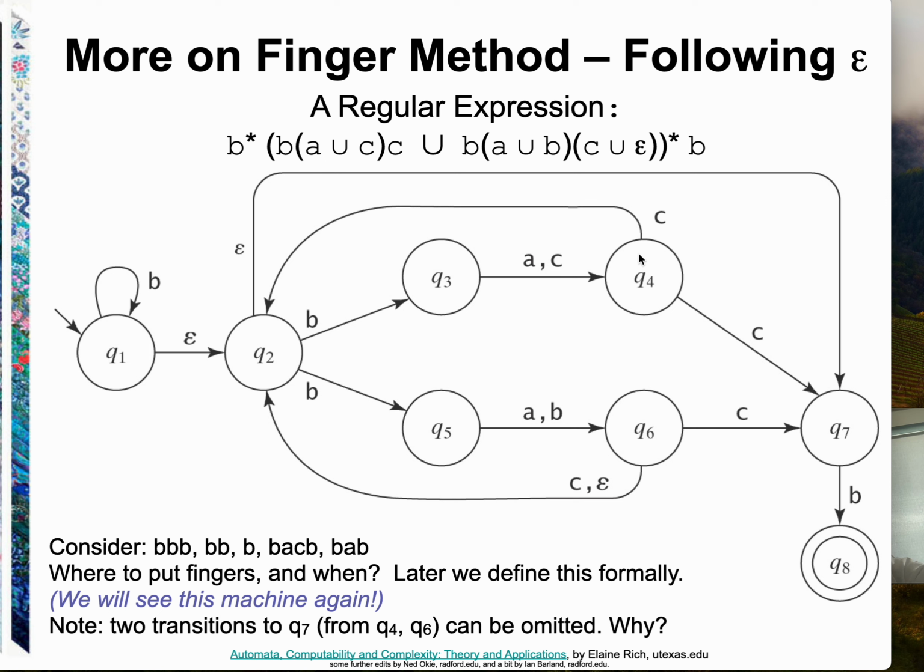Why is that? If you're in Q4 and you want to consume a C and get to Q7, I can consume a C, go to here, then take from Q2 an epsilon transition to Q7. That also gets me to Q7 while consuming only the letter C. So, if I took this arrow and just omitted it, it's a different machine because it has one less arrow, but it has the equivalent language. So I'd say it's an equivalent machine because it accepts the equivalent language.